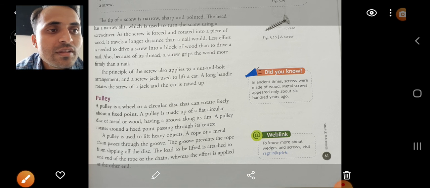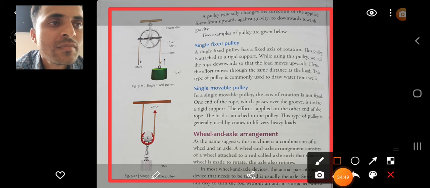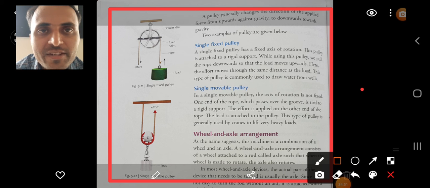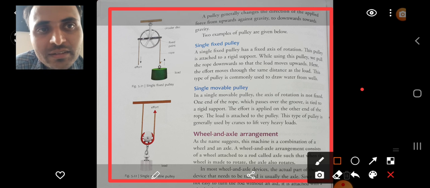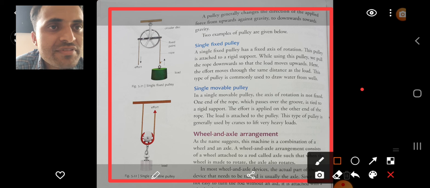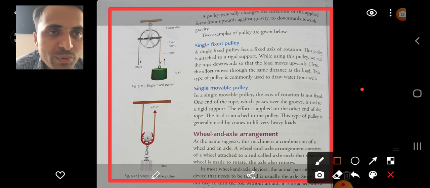Now see the actual diagram of the pulley. There are the single fixed pulley and the single movable pulley. The difference is that the single fixed pulley has a fixed axis of rotation, and in the single movable pulley, the axis of rotation is not fixed, it is moving. See the two separate diagrams for the fixed pulley and movable pulley.